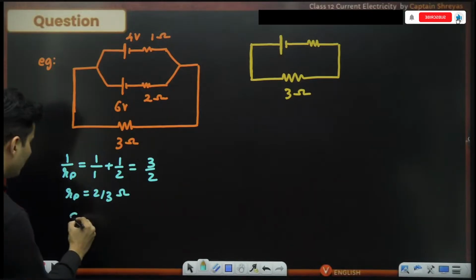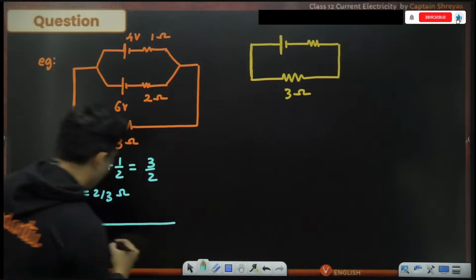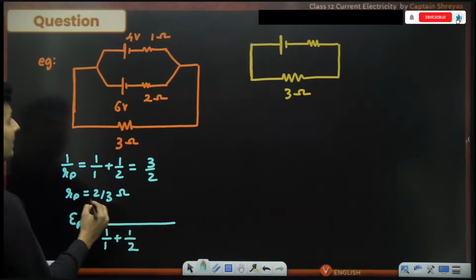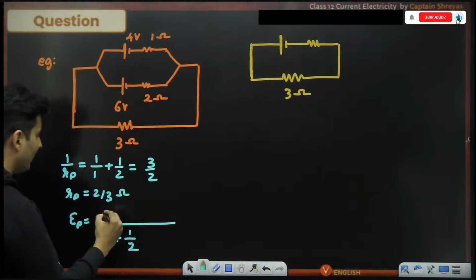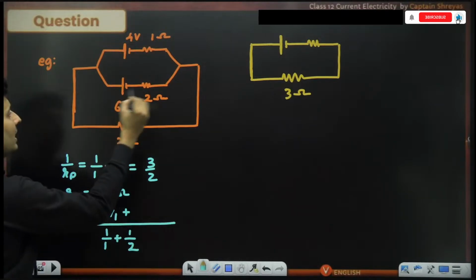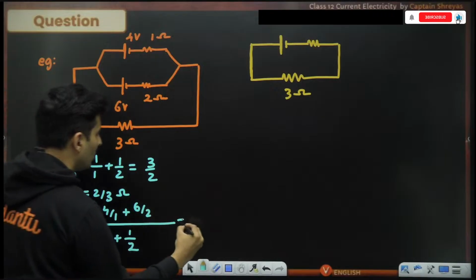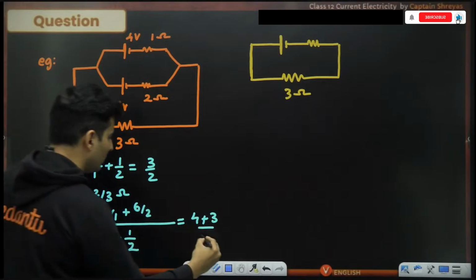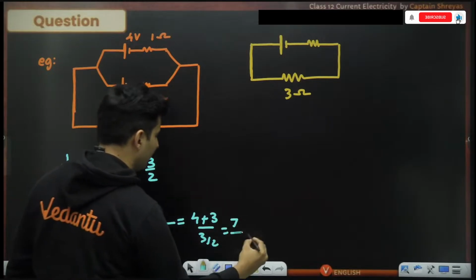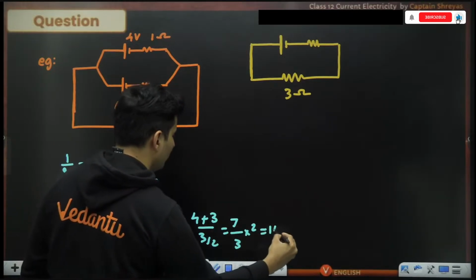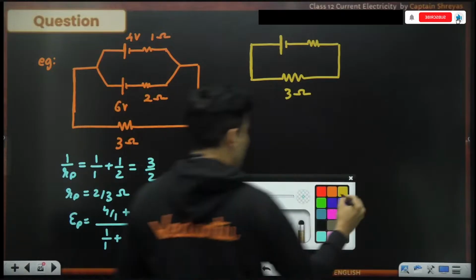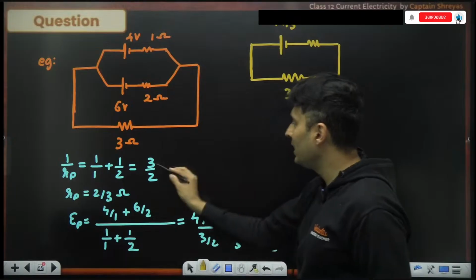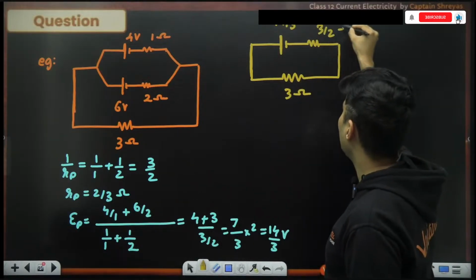Perfect. What about EP? It is E1 by R1 plus E2 by R2, all divided by 1 by R1 plus 1 by R2. That means 4 by 1 plus 6 by 2, over 1 by 1 plus 1 by 2. 4 by 1 is 4. 6 by 2 is 3. 1 plus 1 by 2 is 3 by 2. 4 plus 3 is 7. 7 by 3 by 2, and 2 goes on the top. So 14 by 3 volts. So the equivalent EMF is 14 by 3 volts and the equivalent internal resistance is 2 by 3 ohms.